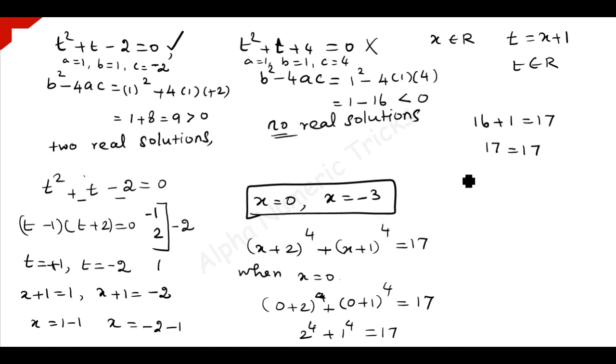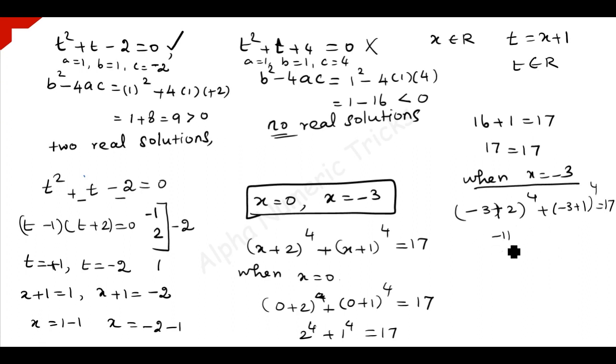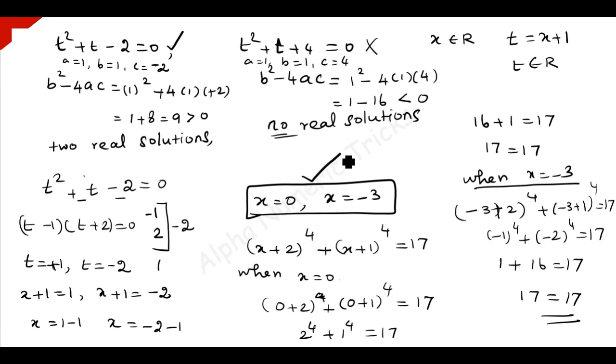And the next solution is when x is equal to minus 3. We substitute x is equal to minus 3. So minus 3 plus 2 whole to the power 4 plus minus 3 plus 1 whole to the power 4 is equal to 17. Minus 3 plus 2 is minus 1 whole to the power 4, and minus 3 plus 1 is minus 2 whole to the power 4. This is 1 plus 16 is equal to 17. So 17 is equal to 17. So both solutions are correct. So the two real solutions for this problem are x is equal to 0 and x is equal to minus 3.